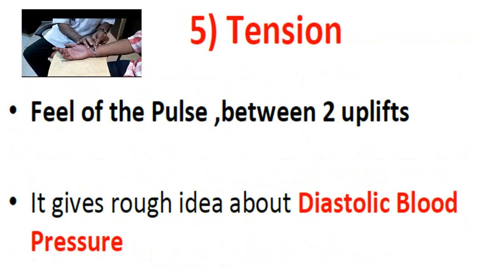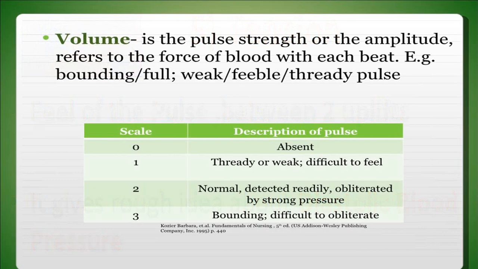Between the two pulses, what you feel at the arterial wall is called tension. It gives you a rough idea regarding diastolic blood pressure. It is a little difficult, but if you can identify it, it gives you a rough idea. If there is a little increased tension between the two uplifts, diastolic pressure is elevated. If there is less tension between the two uplifts, it is called low diastolic blood pressure.